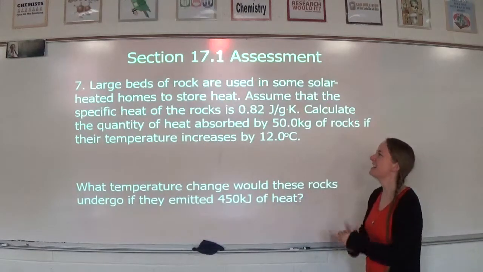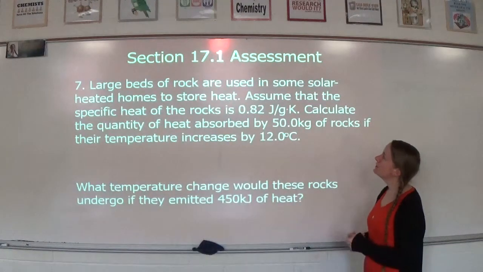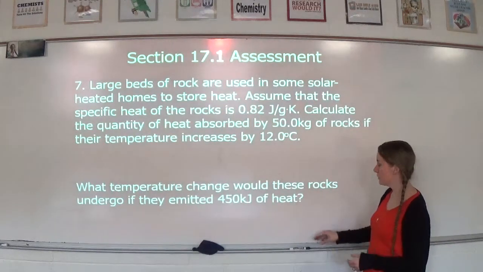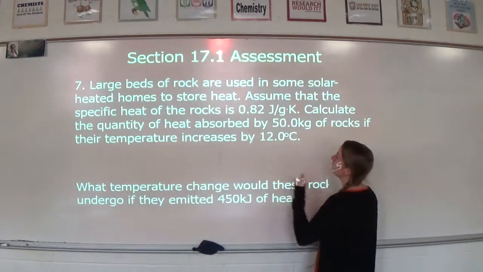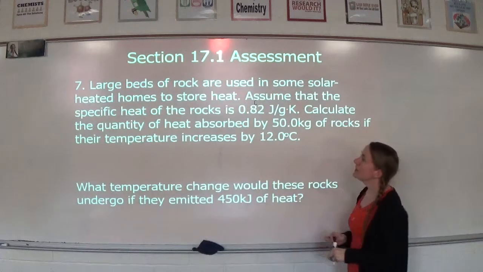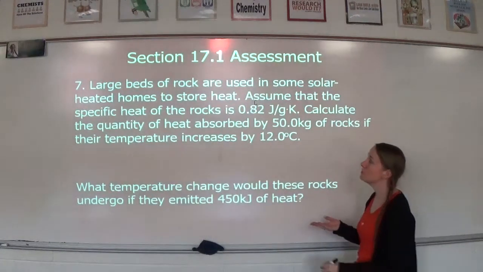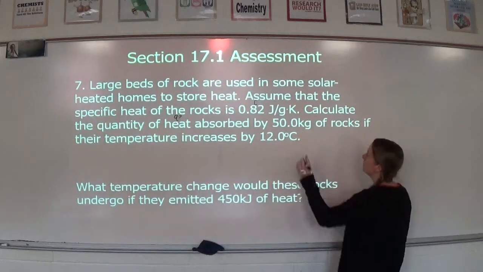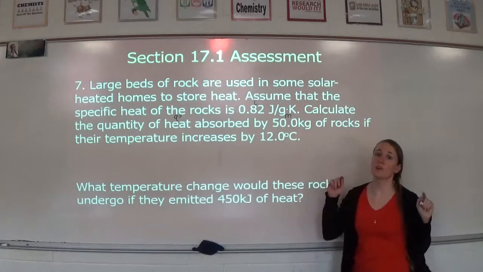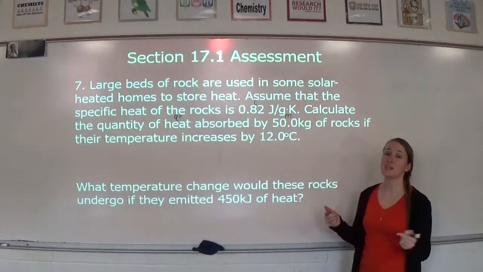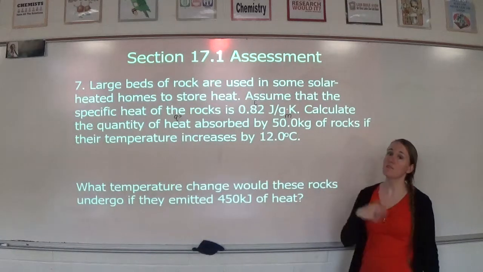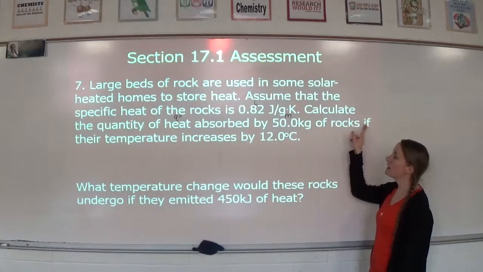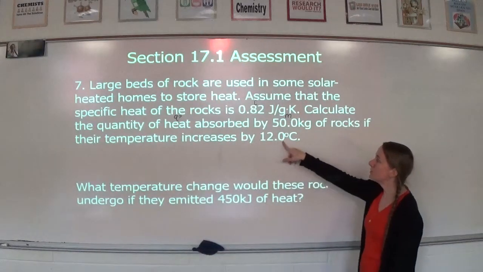Yay, the last slide. Alright, so large beds of rock are used in some solar heated homes to store heat. Assume that the specific heat of the rocks is 0.82 joules per gram Kelvin. So we have a C. Calculate the quantity of heat absorbed, so we're looking for Q, by 50 kilograms of rock. So there's my mass, but remember, for the heat formula, mass has to be in grams. Kilograms is fine for energy formulas, but for heat, it has to be in grams, so we're going to have to convert that. Of rocks, if their temperature increases by 12 degrees Celsius.